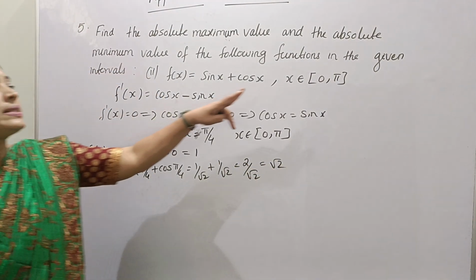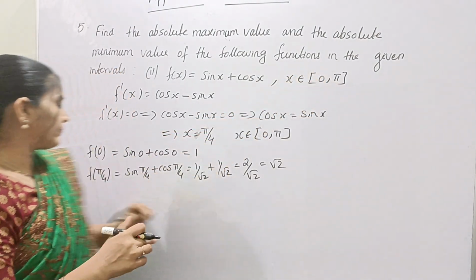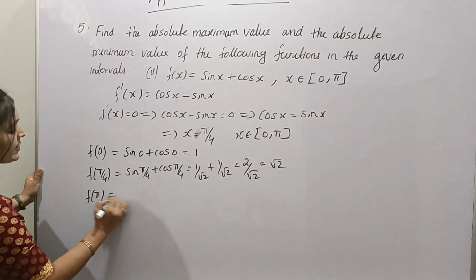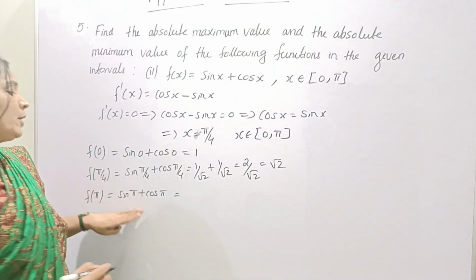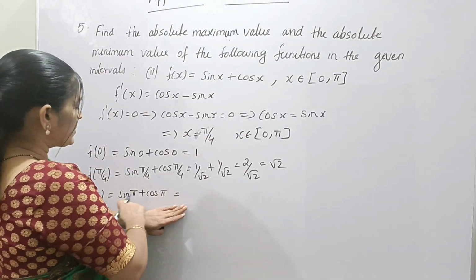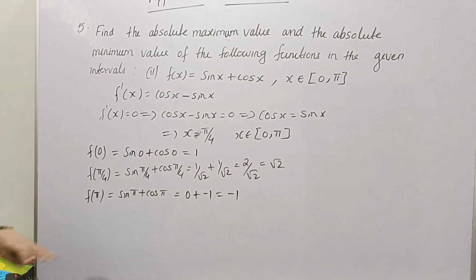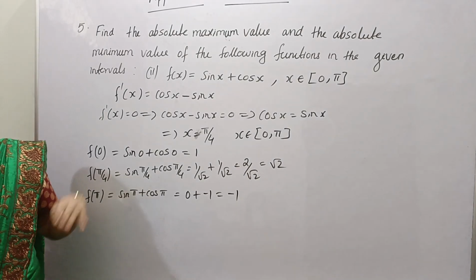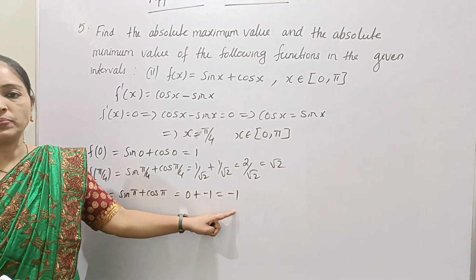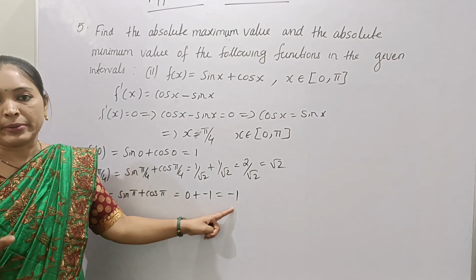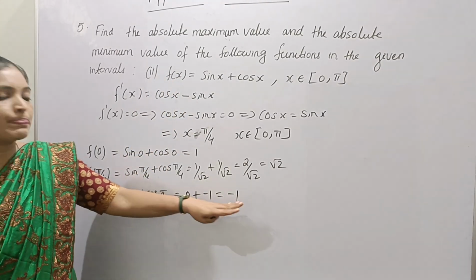Okay, next we will find the value at the maximum value of x, that is pi. So f of pi is equal to sin pi plus cos pi. Here sin pi is 0 plus cos pi is minus 1. So the value is minus 1. So what is the absolute minimum value of this function? That is the minimum of 1, root 2, minus 1. See here, minus 1 is the minimum, right? Therefore the absolute minimum value of the given function is minus 1.